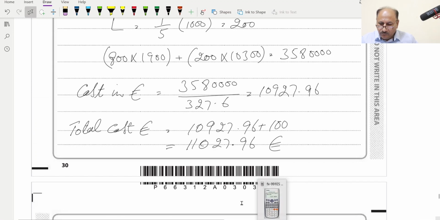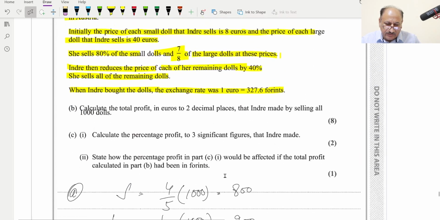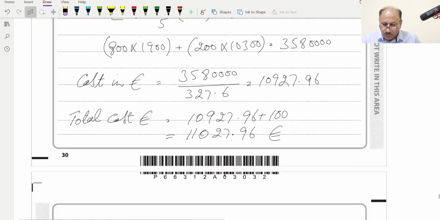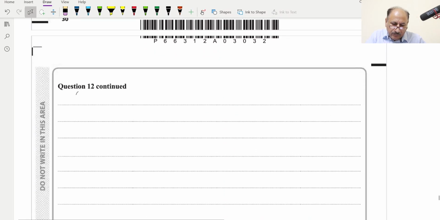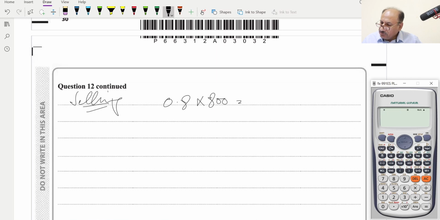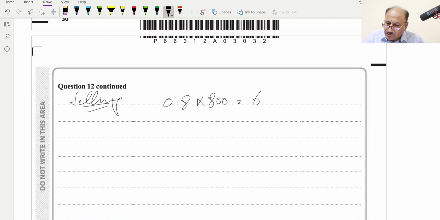Now the earning side, the selling side. It is provided that she sells 80% of the small dolls. So we will go for the selling side and calculate it. 80% means 0.8 of 800 will be how much? This will be 0.8 into 800, which is equal to 640.